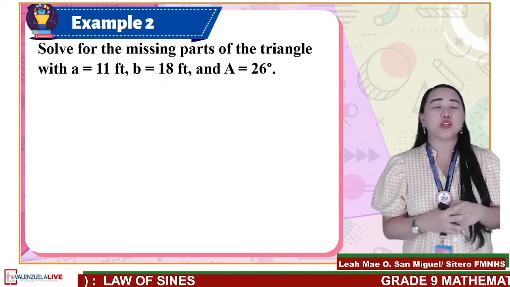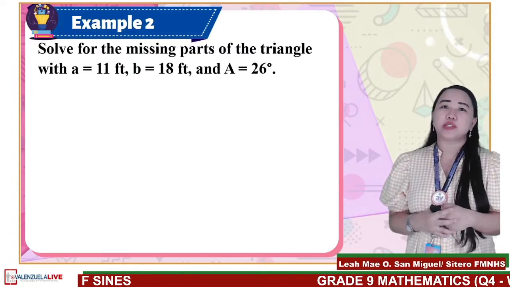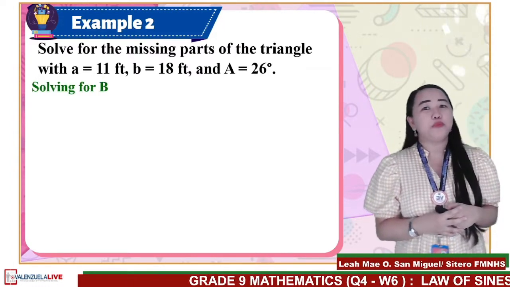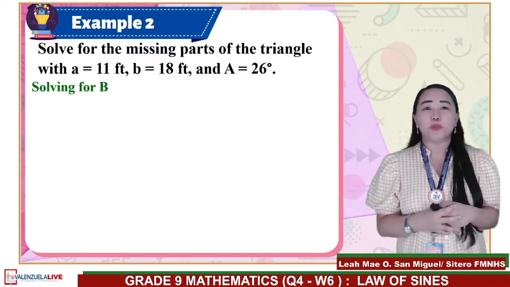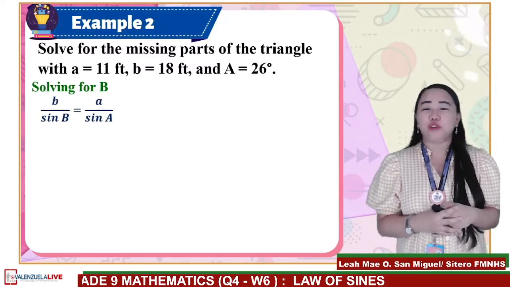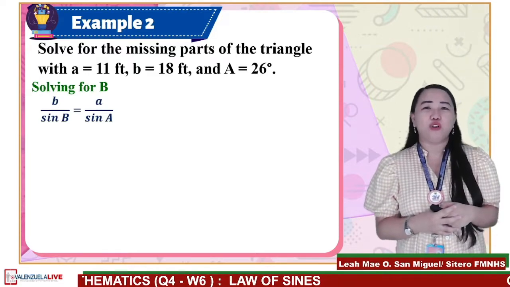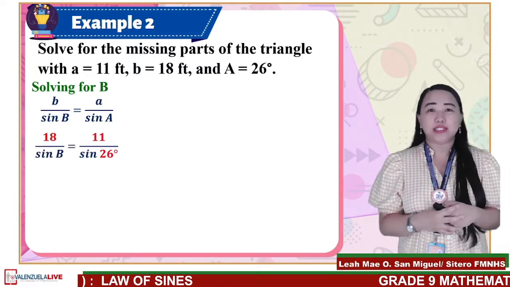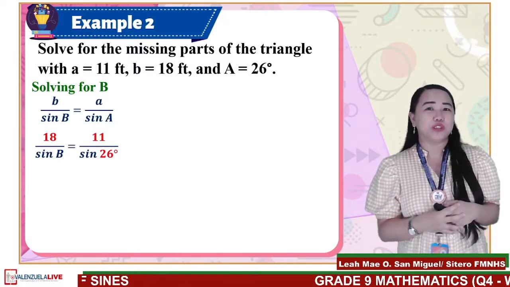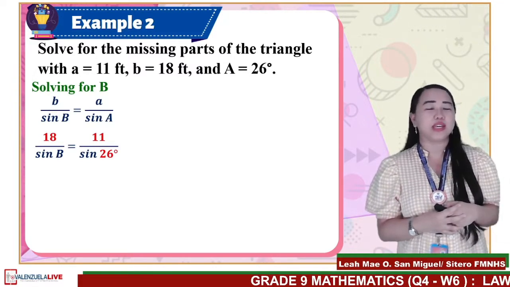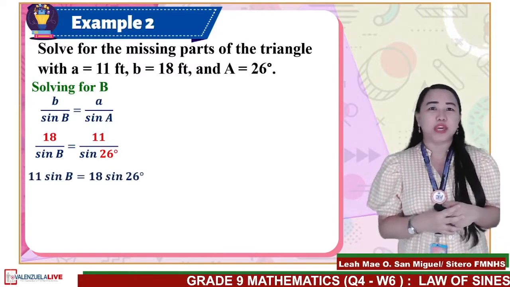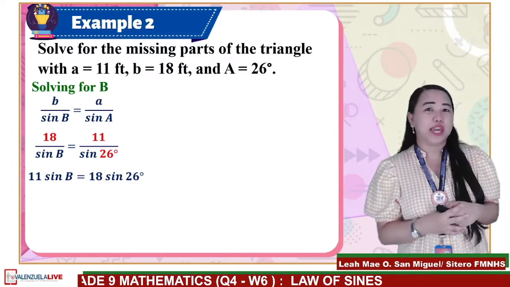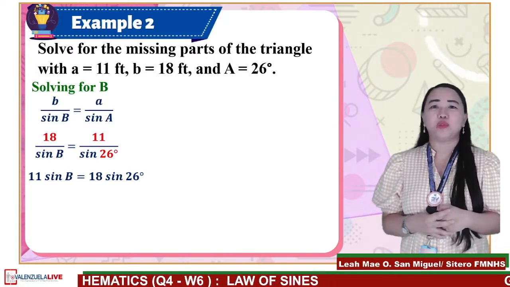With this, we can solve for the measure of angle opposite side b, which is angle B. In solving for B, use law of sines. The proportion is b over sine B is equal to a over sine A. Substitute the known values, we have 18 over sine B is equal to 11 over sine 26 degrees. By using cross multiplication property, we have 11 times sine B is equal to 18 times sine 26 degrees.